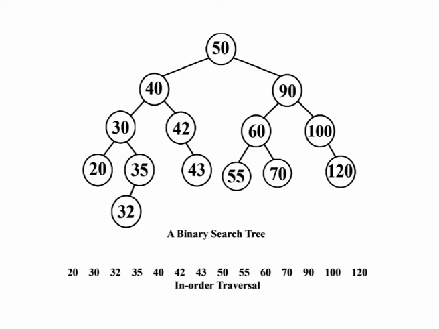In this binary search tree, the in-order traversal is 20, 30, 32, 35, 40, 42, 43, 50, 55, 60, 70, 90, 100 and 120. From this in-order traversal, it is clear that the successor of 50 is 55 and we call this successor the in-order successor. The successor of 30 is 32 and the successor of 40 is 42.